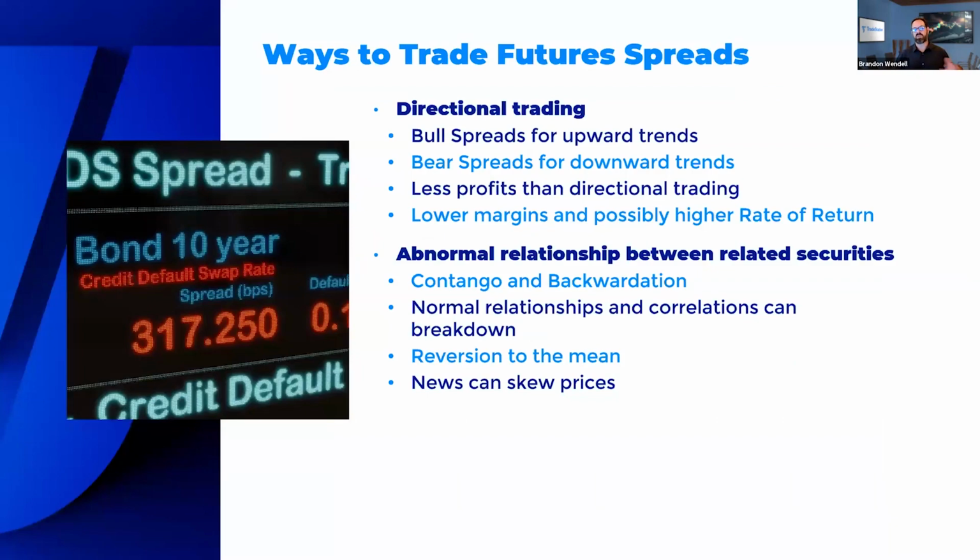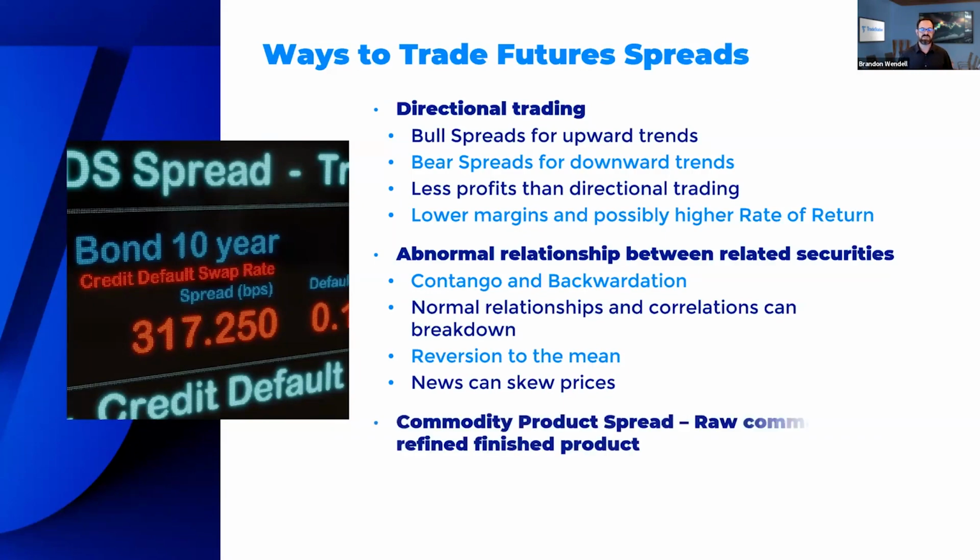We get what's called reversion to the mean, and we can trade for that abnormal relationship to go back to normal by using spreads. And there are also commodity product spreads. Again, we'll talk about how to actually do those when we get back together. It's trading a commodity like crude oil versus the refined product like gasoline. They call those crack spreads. Or I mentioned soybeans, the crush spread, soy versus soy oil.